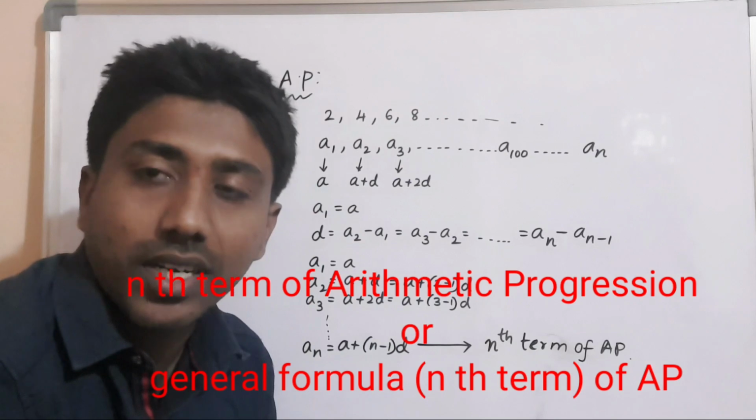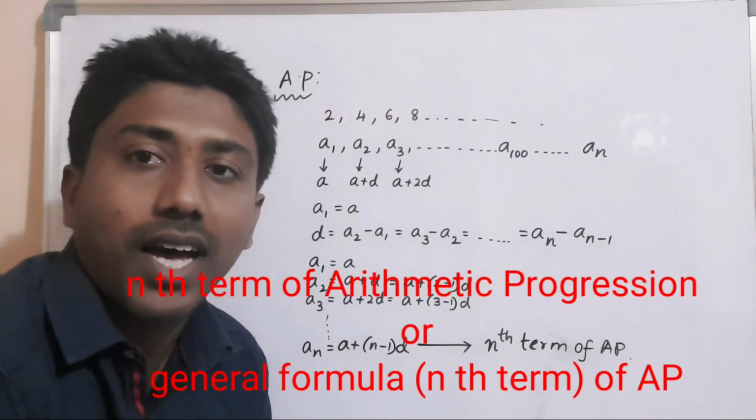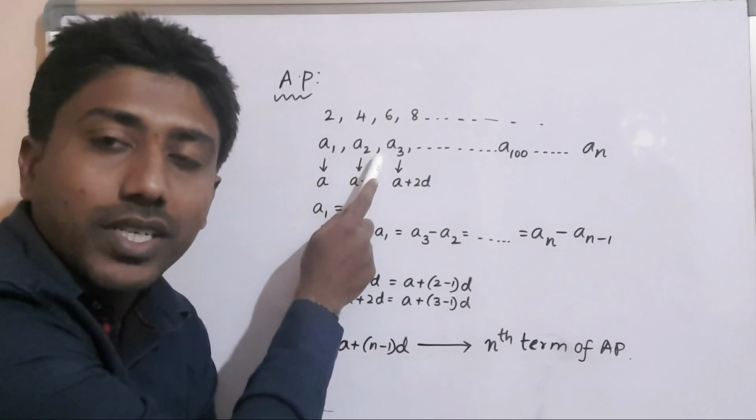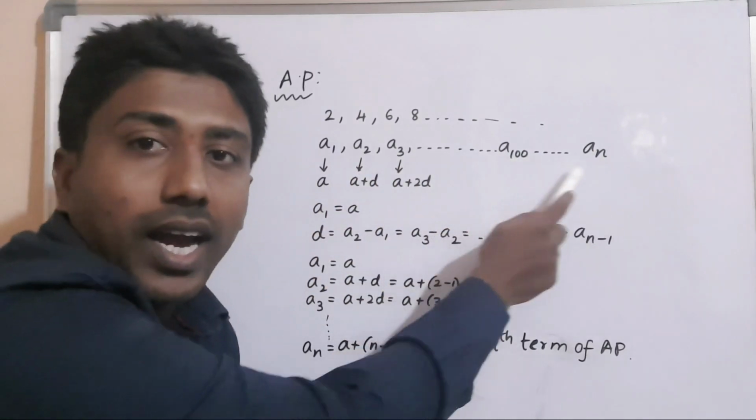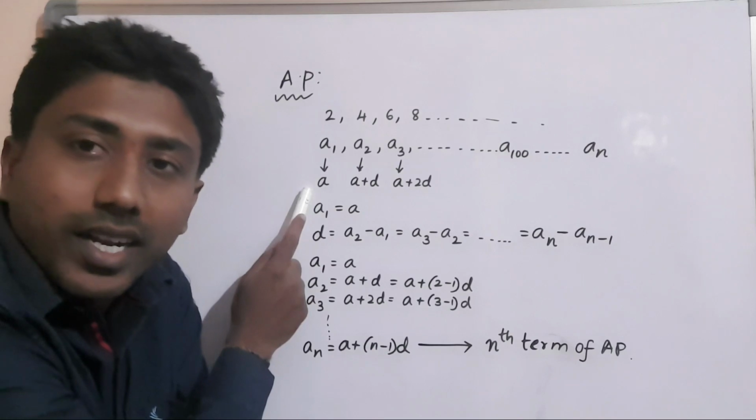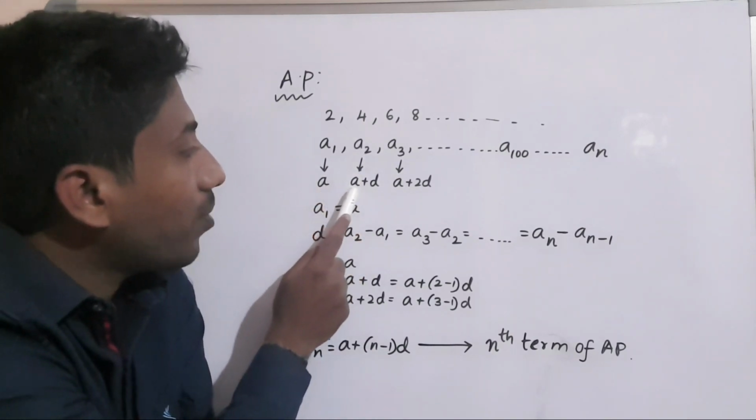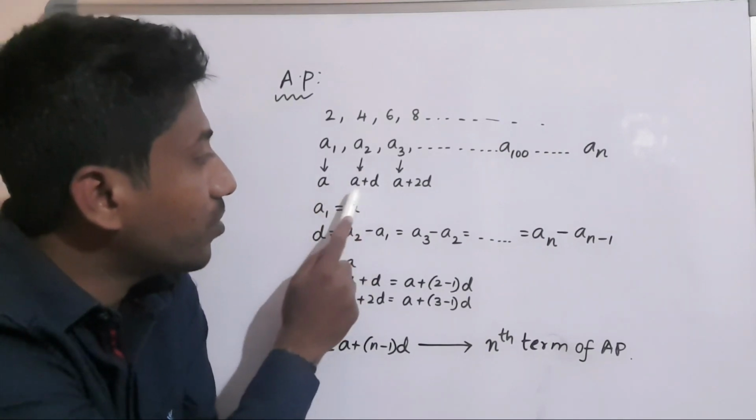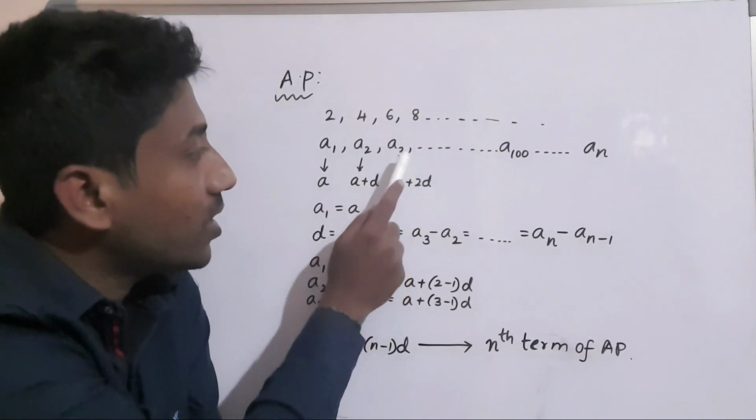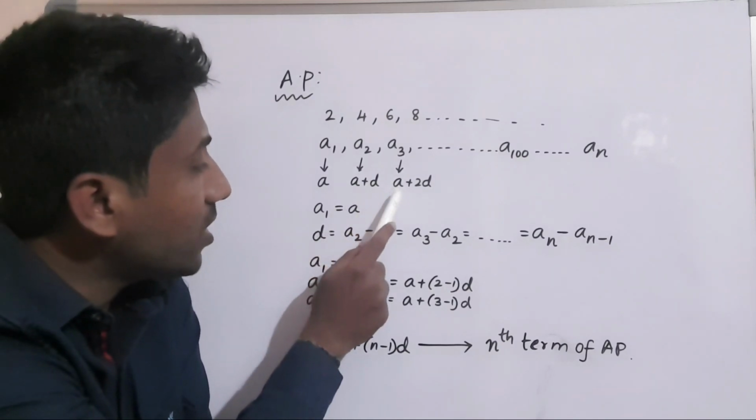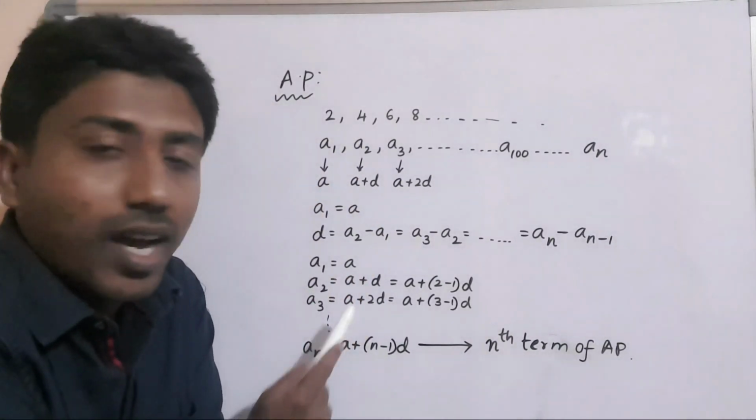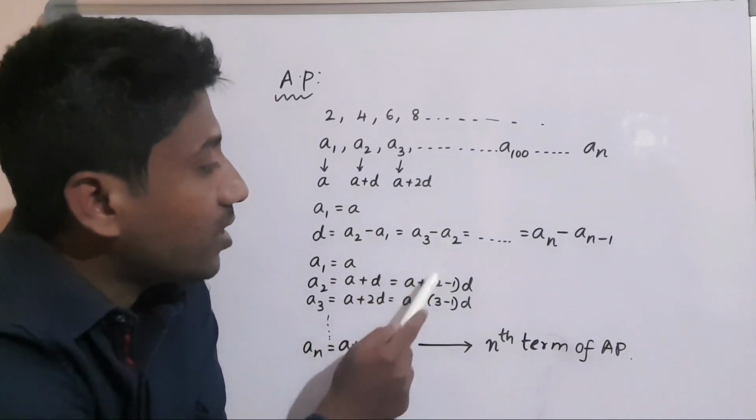Here in arithmetic progression, we are naming the numbers or members as terms. So the first number is called the first term, the second one is called the second term, the third one is called the third term, and so on, 100th term and nth term. So here the first term is a1, and that can be written as small a. Next a2, I am adding d to a, so therefore a2 becomes a plus d, and I am adding one more d to a plus d, so it becomes a plus 2d, so that is a3. Here the difference d is the difference between the second number and the first number, that is a2 minus a1, and that is also equal to a3 minus a2, and so on.